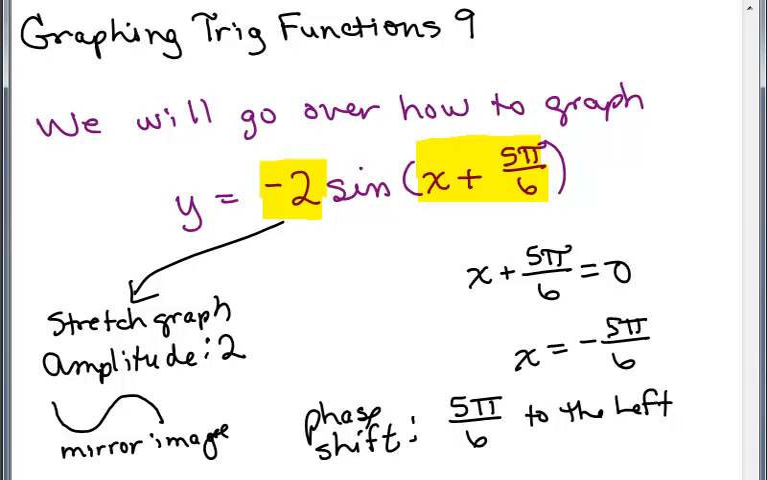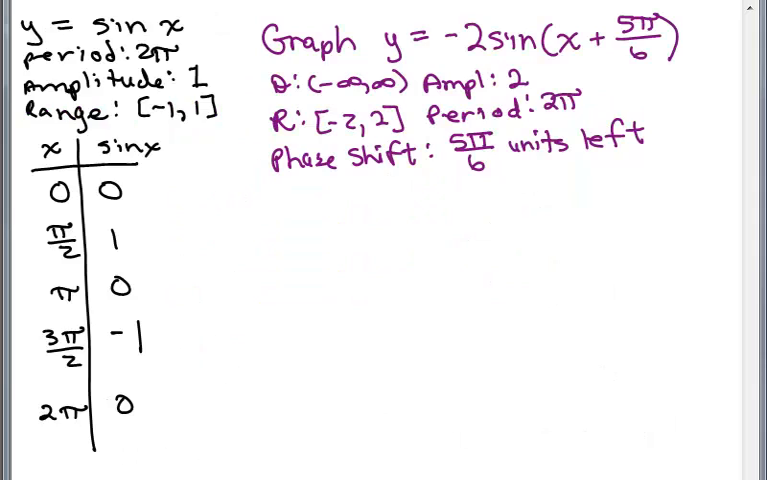All right, so now let's work through the problem. We're going to graph y equals -2 sine of x plus 5 pi over 6. I already solved for what's in the parentheses, setting it equal to 0, and that's how I got 5 pi over 6 units to the left. The period is 2 pi because that's the sine function. The domain is -infinity to infinity. X could be anything. And the range, because the amplitude is simply 2, is between -2 and 2.